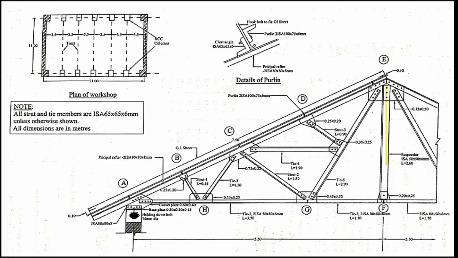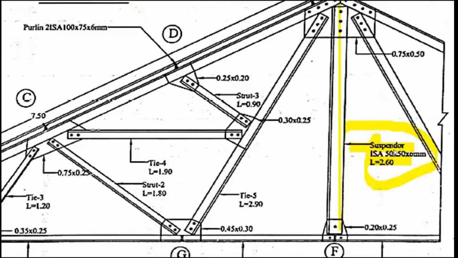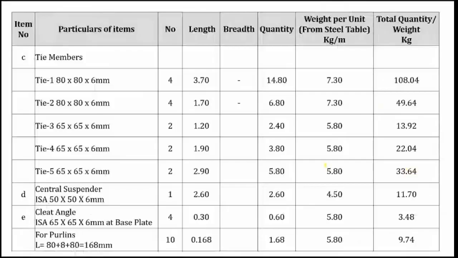Then next we will go to the central suspender. This is the central suspender we have, which is of only one number. So usually students make a mistake here itself. So the central suspender will be only one number, so you take care. It is of size 50 by 50 by 6 and length is 2.6 meters. Correct? The central suspender 50 by 50 by 6, one number, length is 2.6. You multiply by 4.5, you will get the answer.